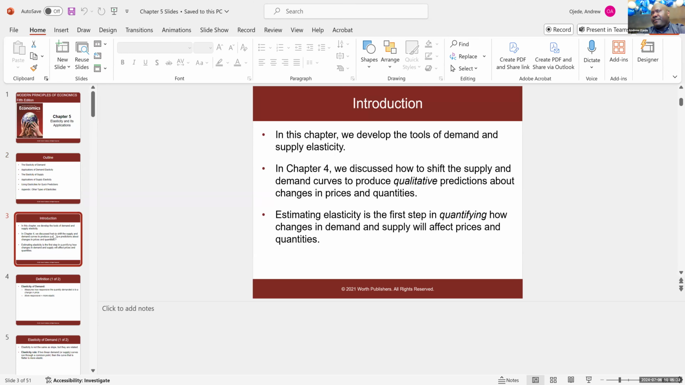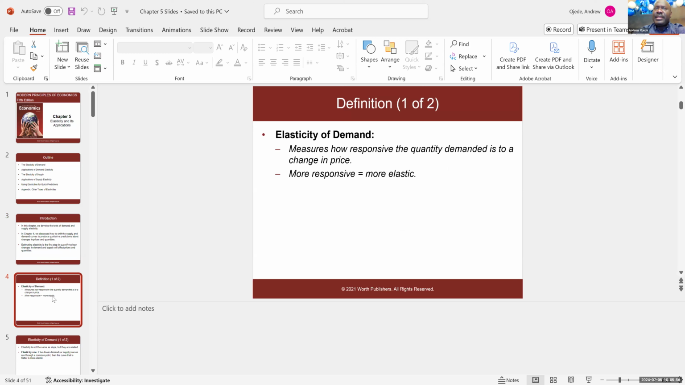So in this chapter, we're going to develop the tools of demand and supply elasticity. Again, in chapter 4, we discussed how to shift the supply and demand curves to produce qualitative predictions about changes in equilibrium price and equilibrium quantities. Estimating elasticity is the first step in quantifying how changes in demand and supply will affect prices and quantities. So elasticity of demand, what does it measure? As I said, elasticity of demand measures how responsive consumers are in changing quantity demanded of a good when there's a price change.